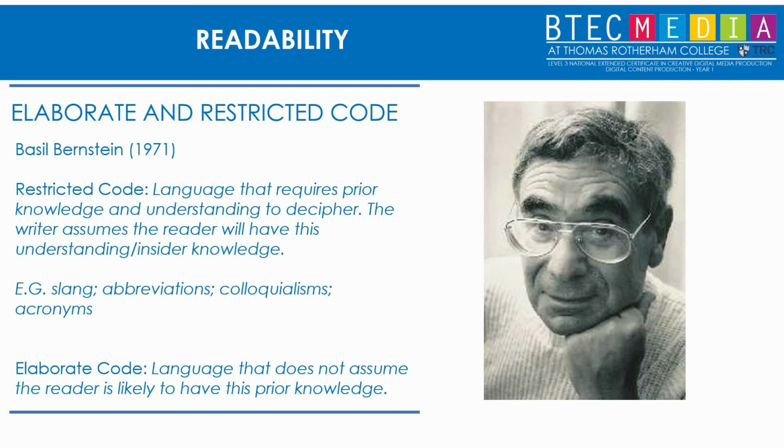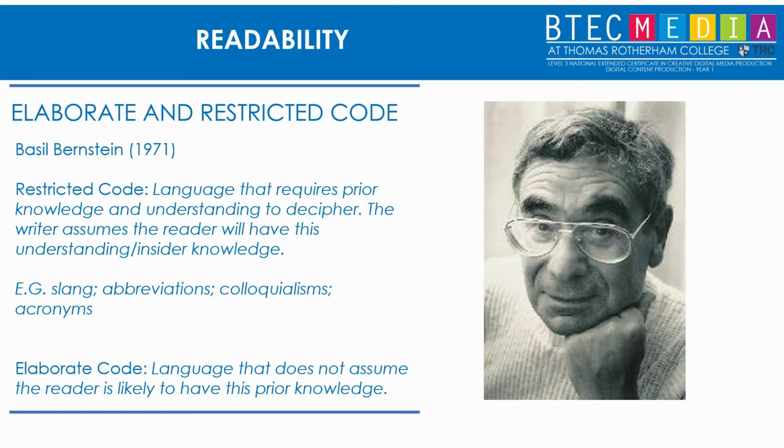Okay, Kia is up to it again. Now, if you know who Boris is and you know who Kia is and you know anything about politics, then you will probably understand what that means. So it's restricted code. Whereas if you don't know what that means, you're not going to understand it. Whereas elaborate code is language that does not assume the reader has this prior knowledge.